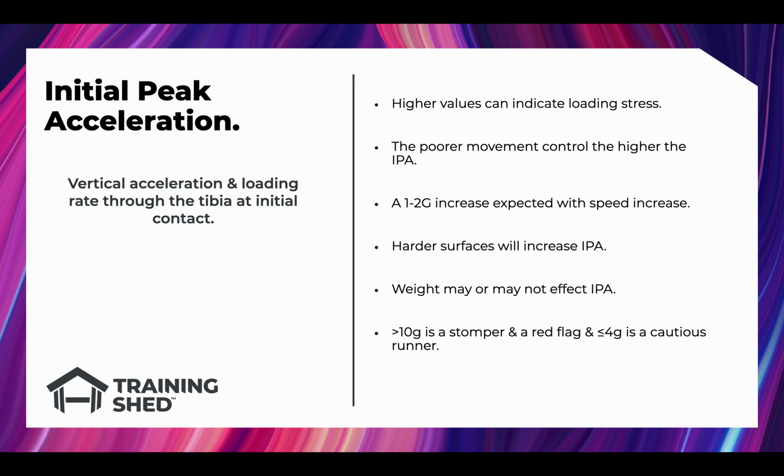Weight itself has no influence over it. And when we're looking at these values, we've got these two figures that we need to keep in our mind. If the value is over 10 Gs, they're a stomper. These are the runners that we can hear before we see them. The heavy ones, they're almost the elephant type runners. And this is a red flag. Anything over 10 Gs we can really associate to these loading stress injuries.